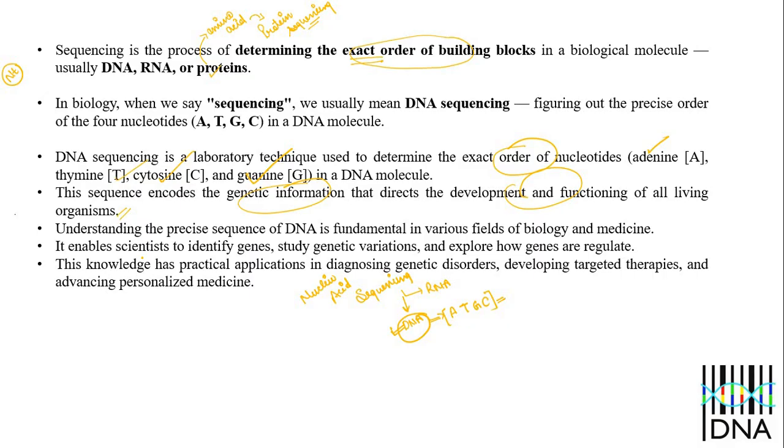Now, what is the application of DNA sequencing? DNA sequencing plays a most important role in the field of biology as well as in the field of medicine. With the help of this technique, scientists can easily determine genes, study genetic variations, and explore how genes are expressed and regulated. We can also diagnose genetic disorders, develop targeted therapies, and it plays an important role in personalized medicine, drug design and discovery, and vaccine design.